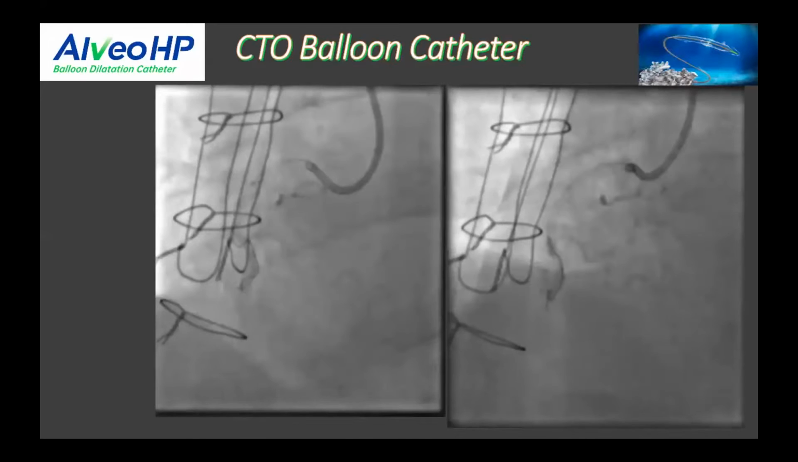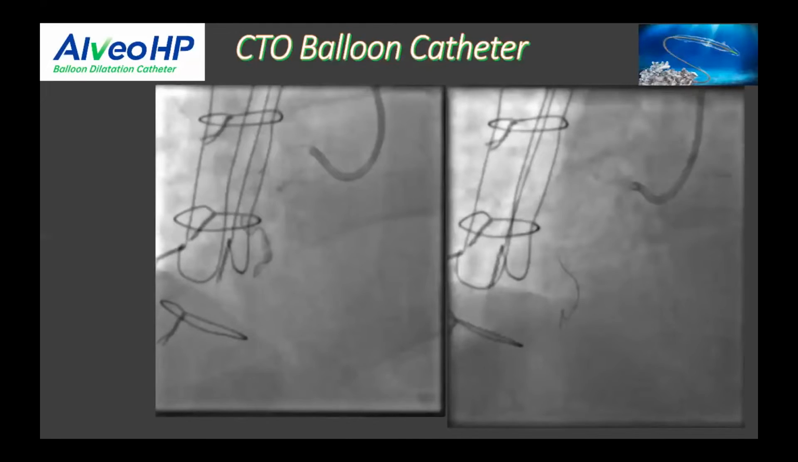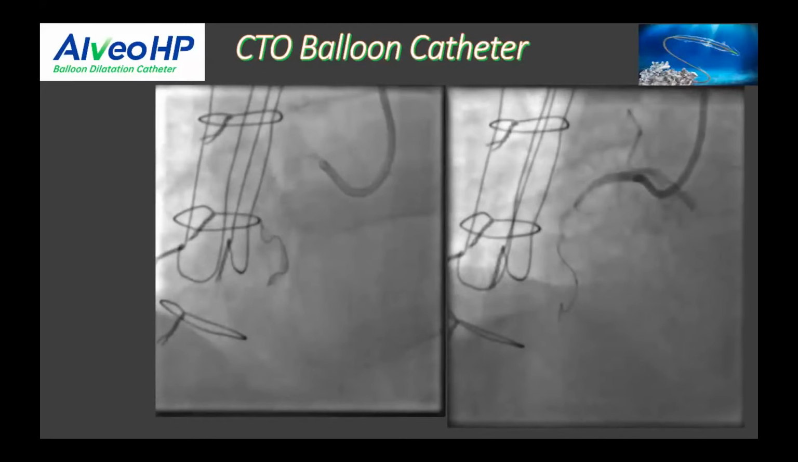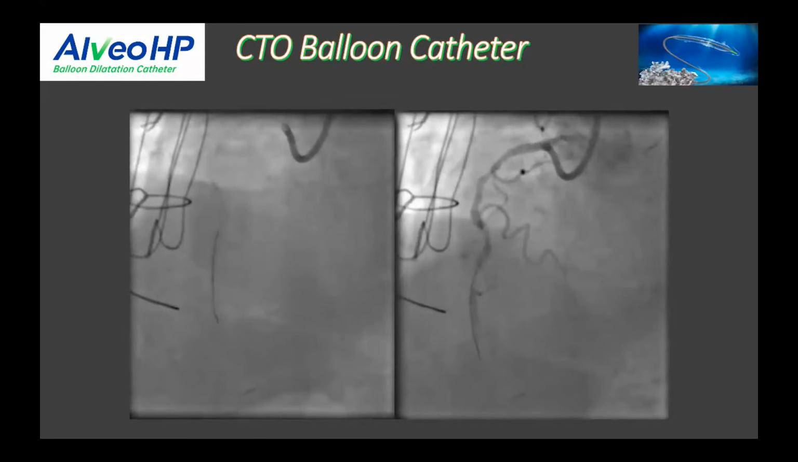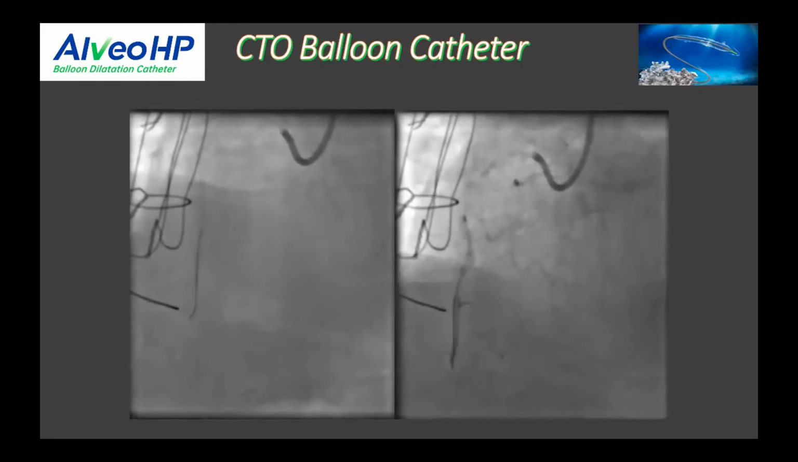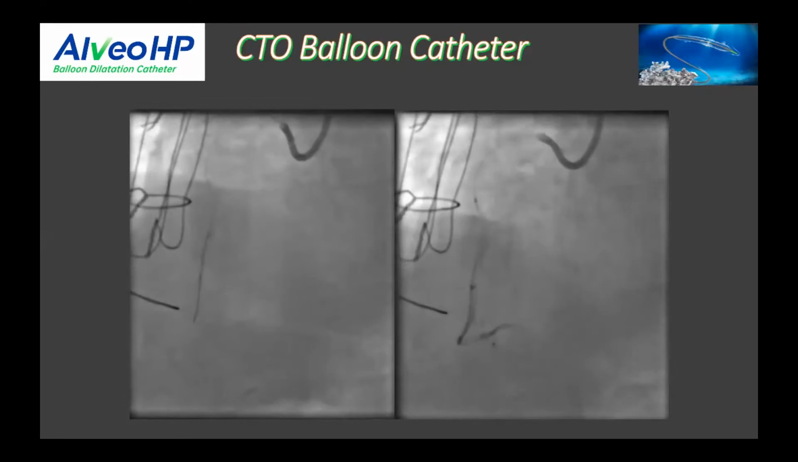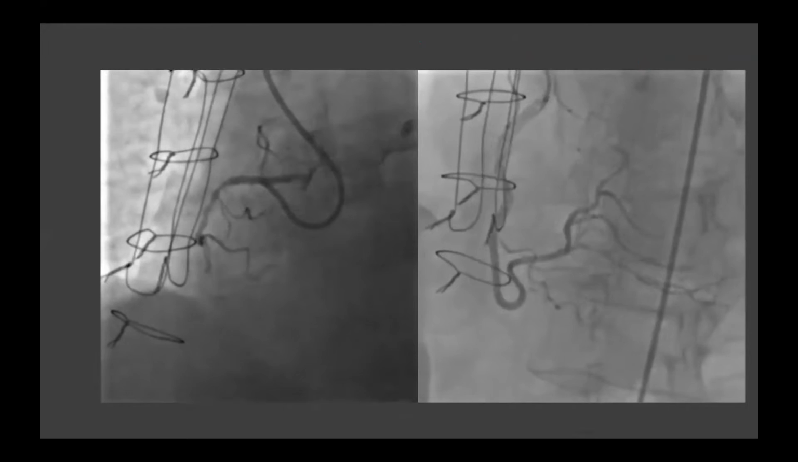We crossed antegrade with a wire, and we used the Alveo balloon to cross the lesion. Crossing and dilatation of the lesion were successful using an Alveo balloon, and we can see implantation of the stents, and at the end we can appreciate a good result. The final clinical outcome was improved EF, improved symptoms, and the patient is doing well.